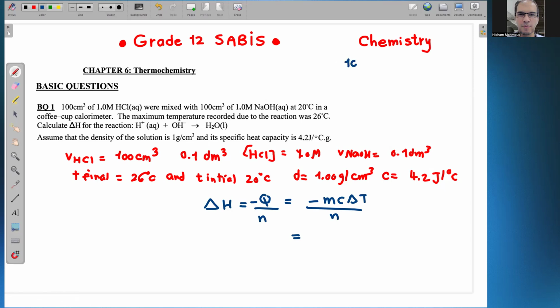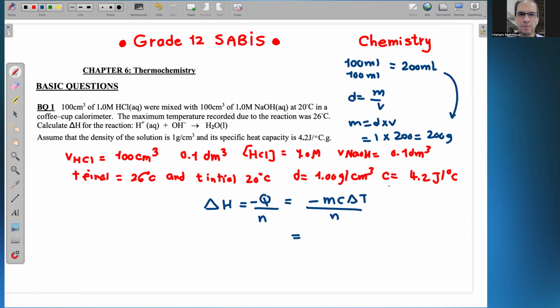The volume of 100 ml plus 100 ml is 200 ml total of the solution. And if you want to change this into mass, density is equal to mass over volume. So mass is equal to density multiplied by volume. So the density is 1 and the volume is 200. So the total is 200 grams. Now we have changed 200 milliliter into 200 grams.